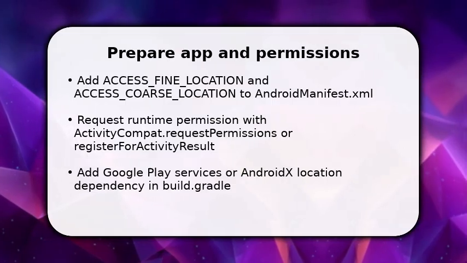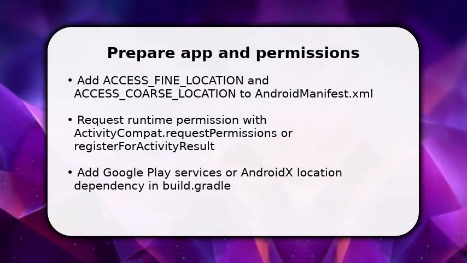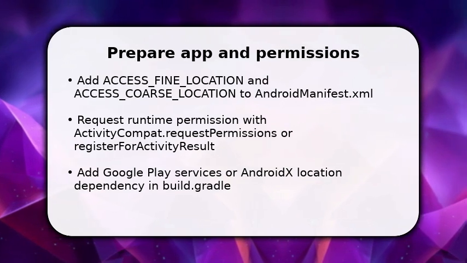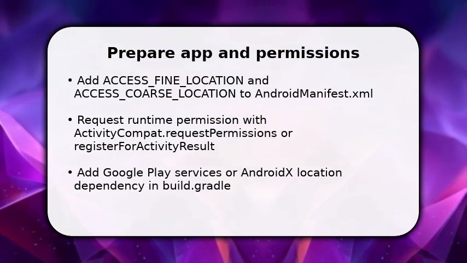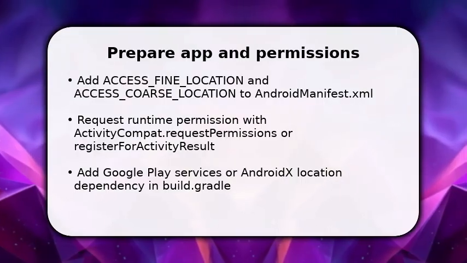Make sure to model both precise (fine) and approximate (coarse) needs so you only ask for what the feature requires. This reduces friction and improves privacy compliance.